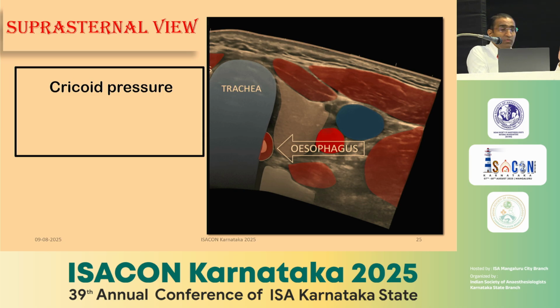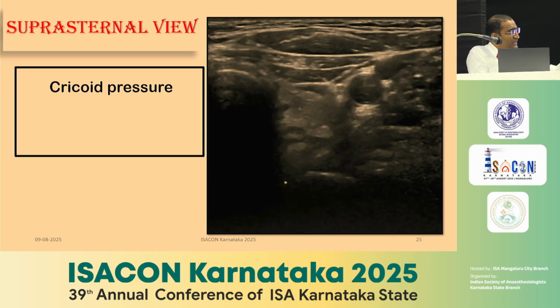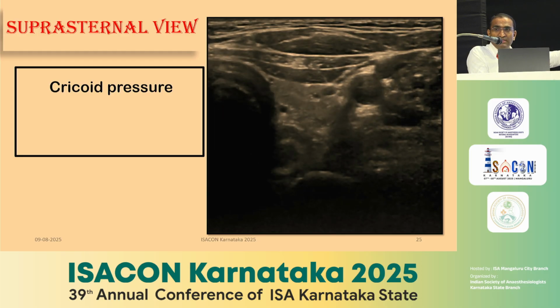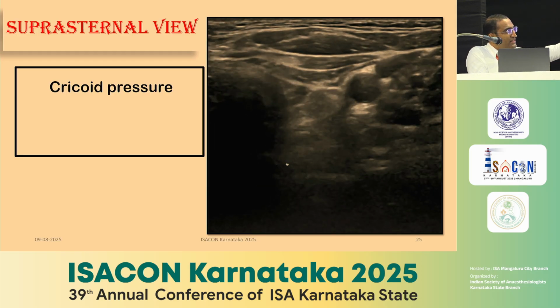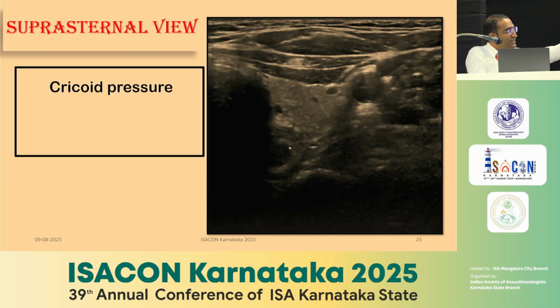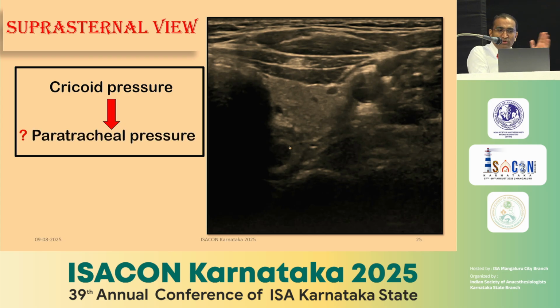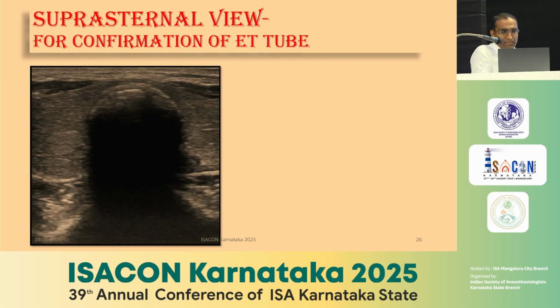I think we're moving towards a new concept. You see the dynamic picture there, the esophagus always lies lateral to the trachea. You can see the peristaltic movement where the cursor was looking. So now we are moving to the concept of paratracheal pressure. Lots of evidence is still accumulating on whether we should switch from cricoid pressure, with some modification, to paratracheal pressure.